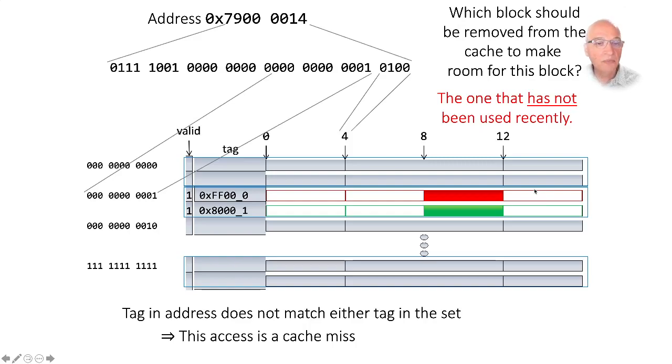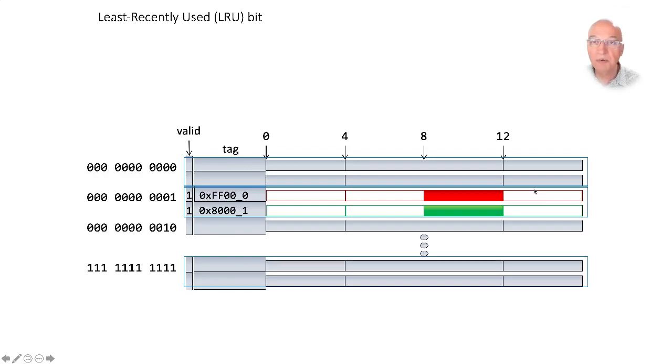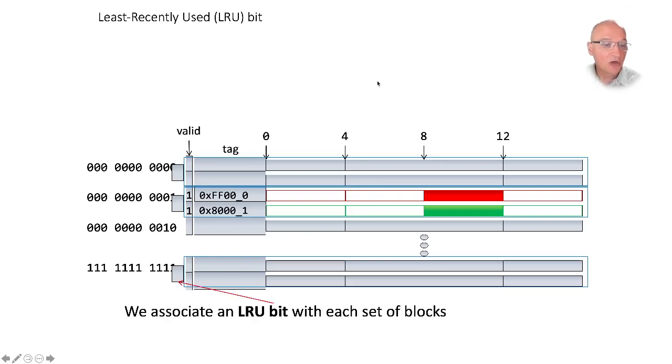In order to maintain that information, I'm going to need one more piece of information in my cache. That is the least recently used bit, or the LRU bit. So I'm going to add one more bit to my cache design. There will be 1 bit per set that will indicate which one of the two blocks in the set has not been used recently. So we associate the least recently used bit with each set of blocks.